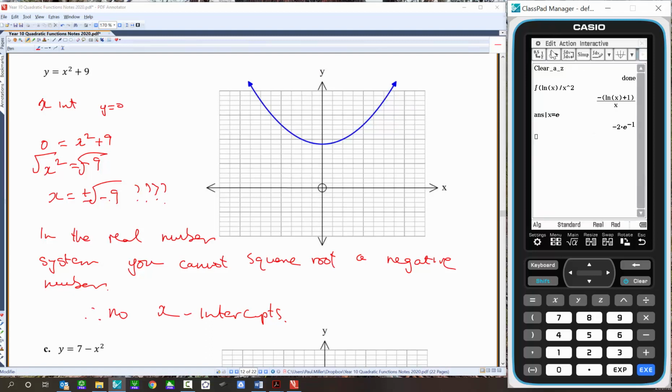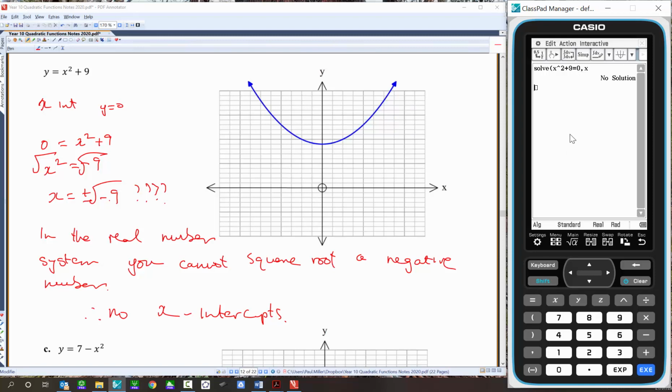Right, it's time we tried to do this on the calculator as well. So again, to prove a point, what I'm going to do is ask the calculator to solve it for me. All right, so x squared plus 9 equals 0 for x, and it says there's no solutions, i.e. the y value is never going to be 0.